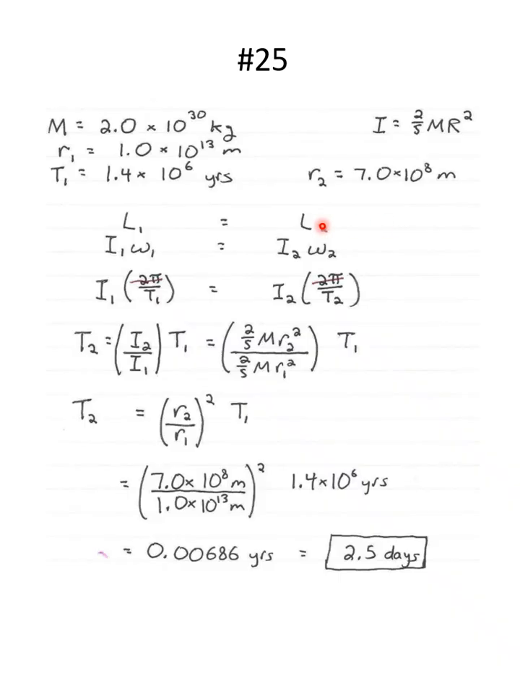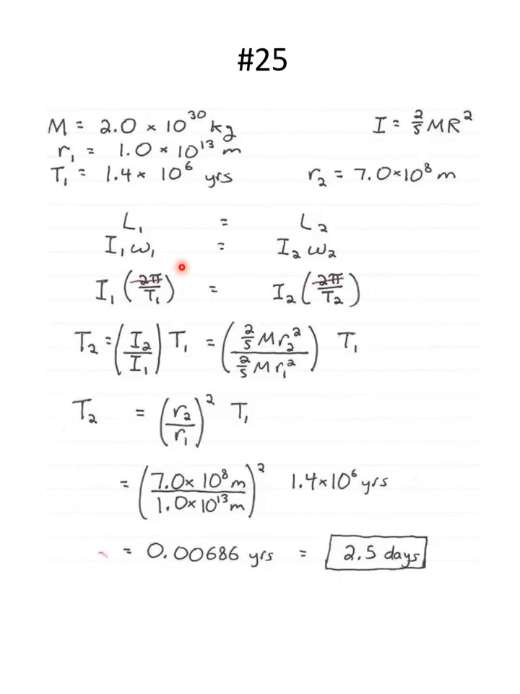So L1 is I1 omega 1 equals I2 omega 2. And for omega, we can think that that is, well, we're given the period. And remember that omega, the angular frequency, is 2 pi over the period. It's 2 pi times the frequency in hertz, which is 2 pi over the period. So let's call that 2 pi over T1. And on the right, 2 pi over T2.